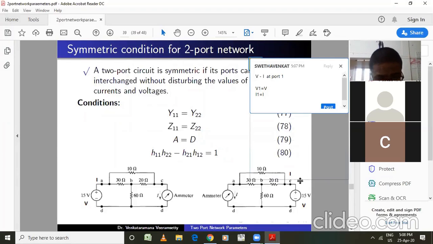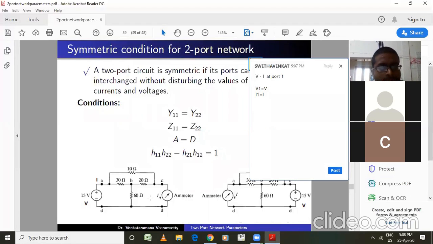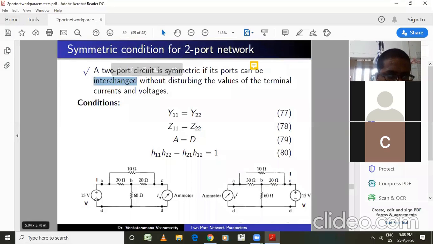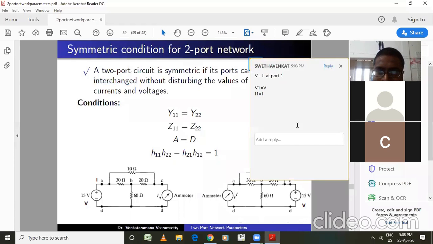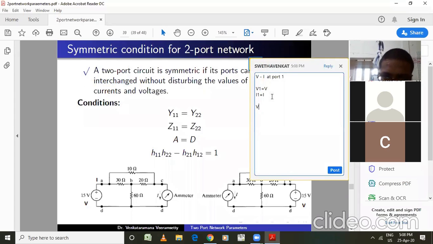Right? Now see, I am interchanging. See this statement, interchanged. I am trying to interchange the voltage, and I want to now connect this voltage at the second port. Now I am connecting the voltage at the second port and connecting the ammeter at the first port. Suppose if I apply the same voltage V at the second port, then I expect the same amount of current as in the previous case. Then such types of circuits are called symmetric circuits.